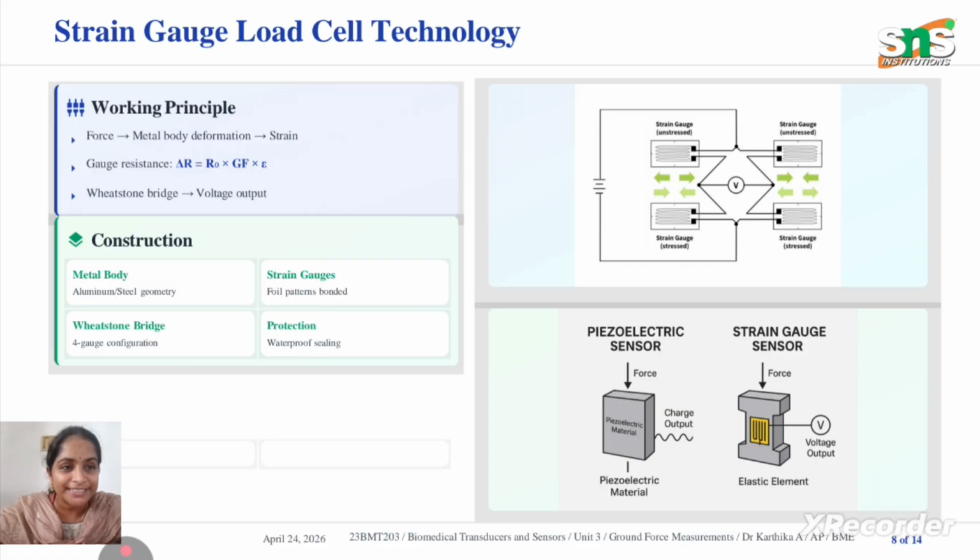See the piezoelectric sensor and strain gauge sensor. In both, we have force input. Here we have piezoelectric material; there we have the strain gauge sensor with an elastic element. For the piezoelectric sensor, we have charge output, and for the strain gauge sensor, we have voltage output.